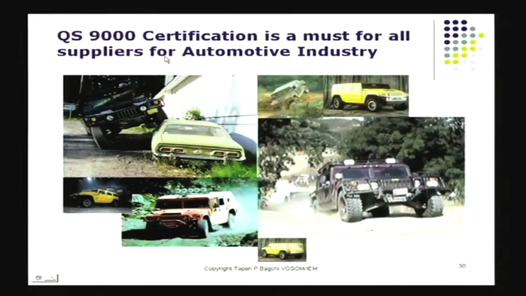QS 9000, of course, is the certification system that must be utilized now by all automotive parts suppliers. Many of them are using DOE. Many of them are optimizing their processes. They're using design of experiments to try to make sure they get to the optimum answer in the quickest time possible. That is something those guys are doing.